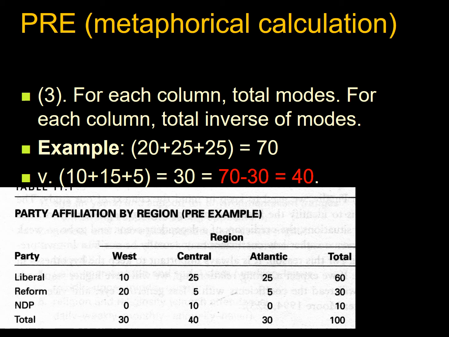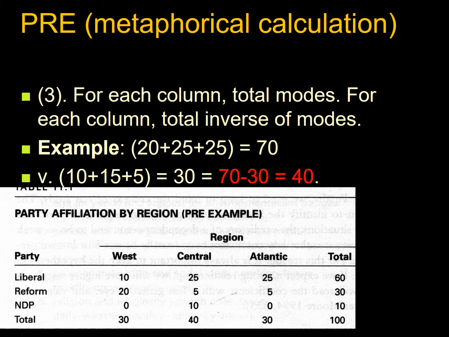We also calculate the inverse modes. These are the column totals minus the column mode. And so we have, for the West, 30 minus 20, which is 10. For Central, we have 40 minus 25, which gives us 15. And for the Atlantic, we have 30 minus 25, which gives us 5. And that gives us a total value of 30.